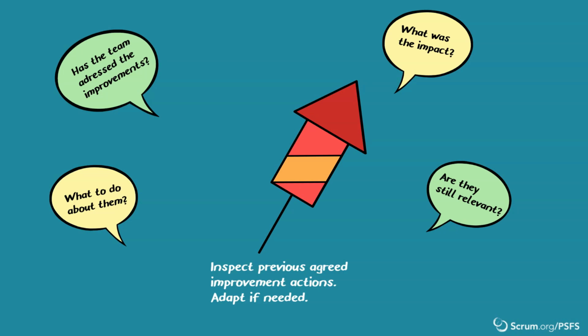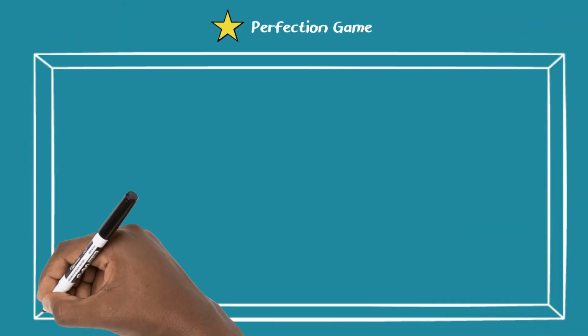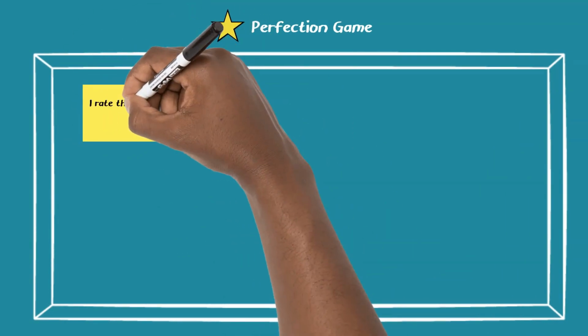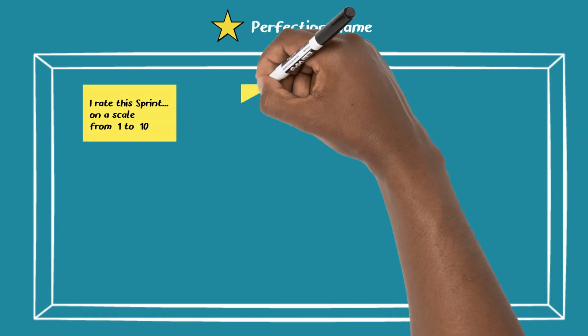After the team has revisited the previous improvements, the team can continue the retrospective using a facilitation technique called the perfection game. In a sprint retrospective, the perfection game helps teams to discover their strengths and define effective improvement actions. To do this, the facilitator creates 3 areas that are visible to everyone in the team. In one area, team members individually rate the sprint on a scale from 1 to 10, 10 being perfect. No text is added here, just the number that reflects their rating.